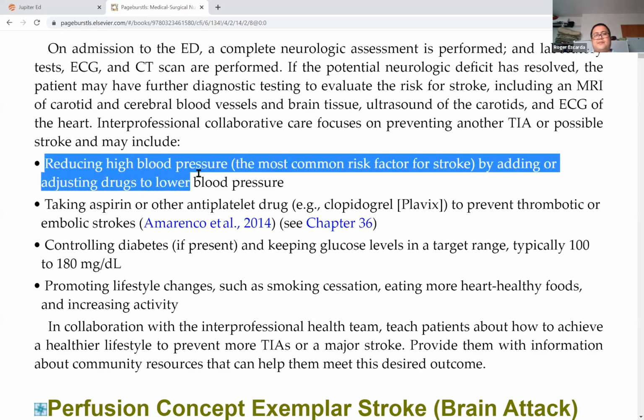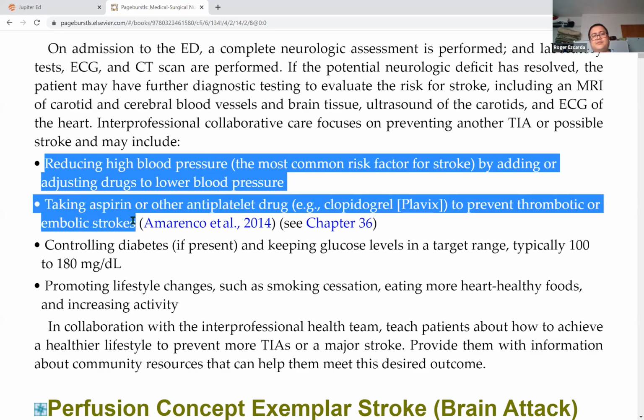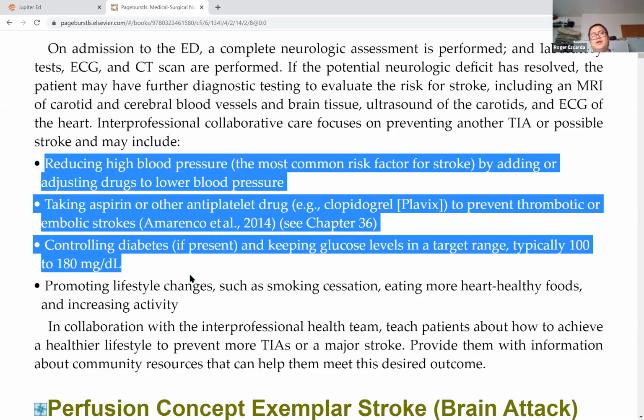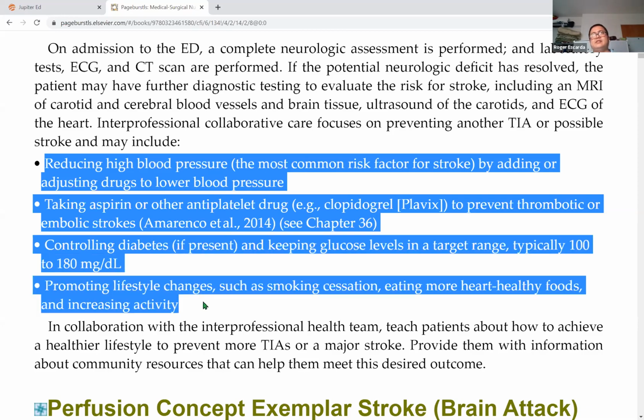So one of the risk factors is hypertension, high blood pressure that is. You'll be put on aspirin or clopidogrel, which is Plavix. The doctor makes a decision whether it's one or the other or both. Controlling diabetes, this is again another risk factor for all 3, PAD, ACS, and stroke. And then of course, promoting lifestyle changes: stop smoking, eating healthier, moderate alcohol, and regular exercise.